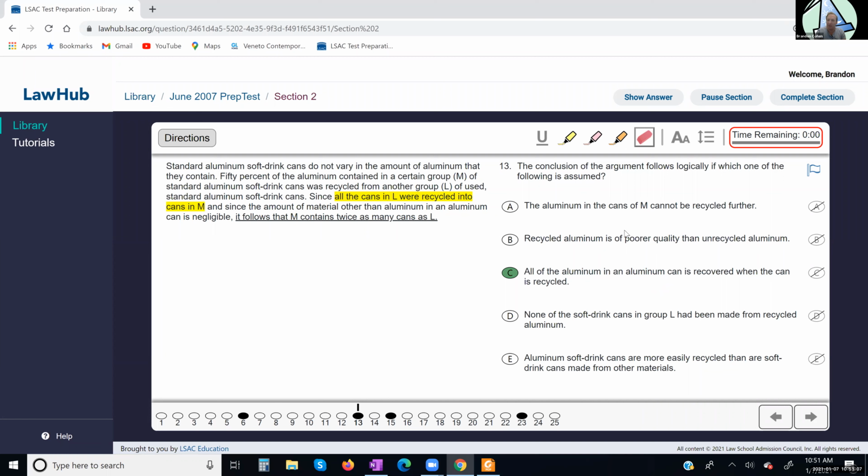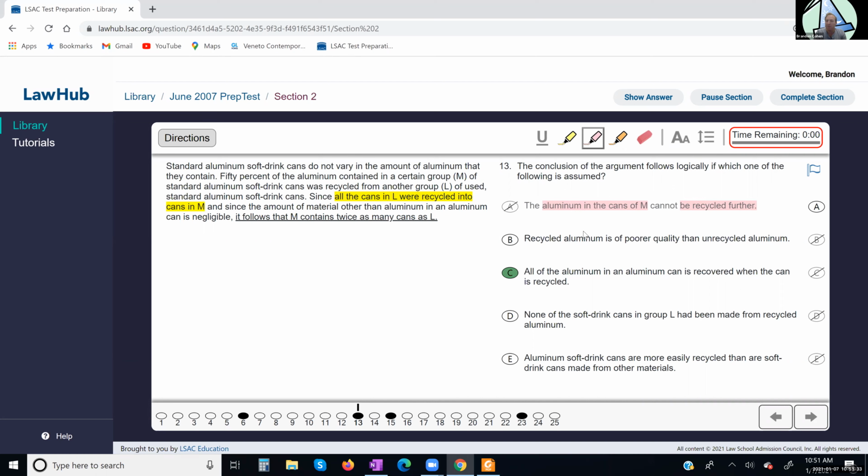If I was to go into them a little more specifically, the aluminum in the cans of M cannot be recycled further. This is telling you what happens once they already belong to M. We needed something in the conversion from L to M. The question is, if we do 10 cans from L to M, and M has now 50% from L, why would it not just be double then the number? And A doesn't hit on that issue at all.